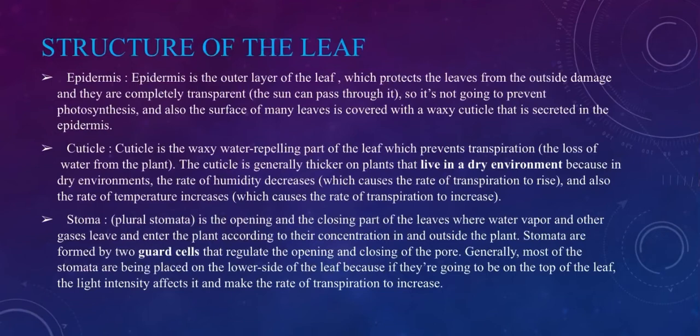And it is completely transparent, which means that the sun can pass through it easily. So this outer layer does not prevent sunlight from entering the plant and reaching the chloroplasts in the palisade mesophyll or spongy mesophyll, in order to convert the sunlight entering the plant to chemical energy like carbohydrates. So this layer does not prevent photosynthesis.